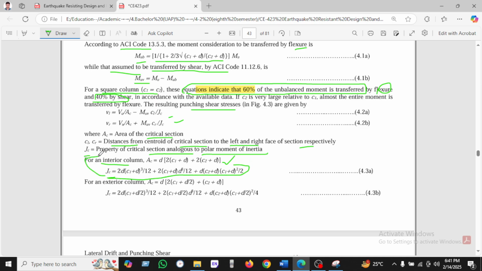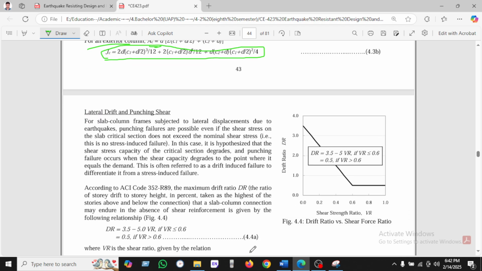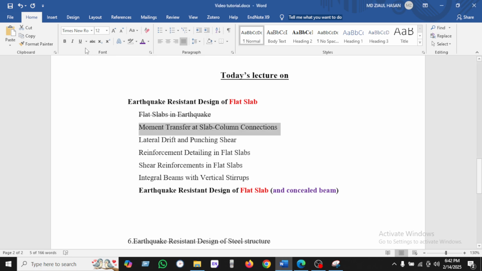On the other hand, for the exterior column we use Se, which is the area of the critical section, but the polar moment of inertia will be this. So we have to keep in mind that there are two formulas we have used here. Okay. So we have completed moment transfer here.